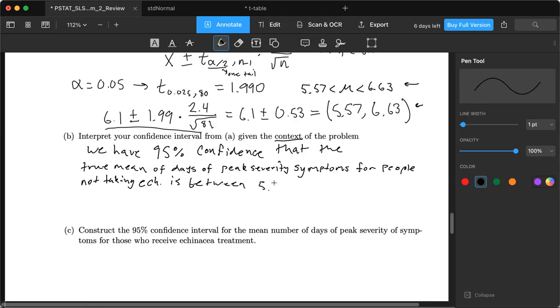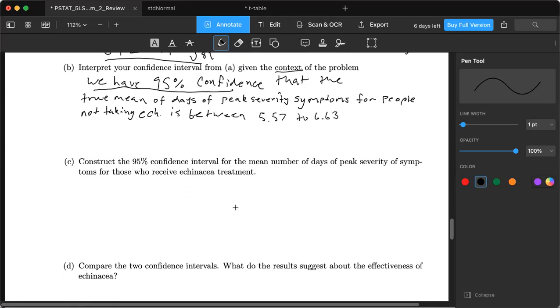So 5.57 to 6.63. So state your confidence level, state whether you're talking about a mean or proportion, explain the context, give the values. And it's the same kind of format for the other problem, like the other practice exam problem.